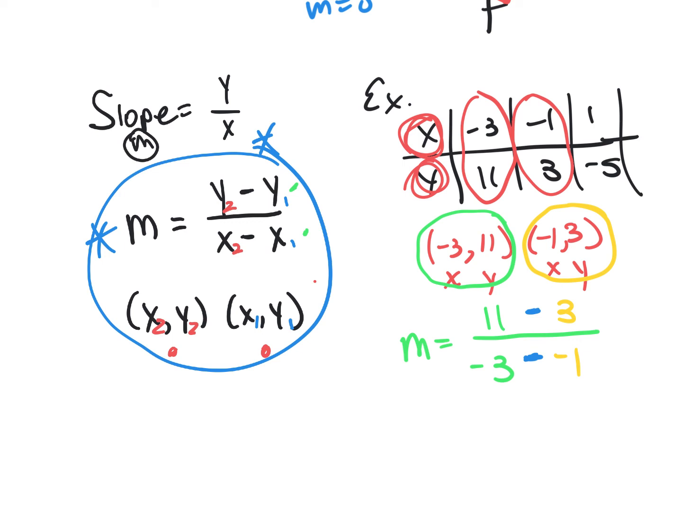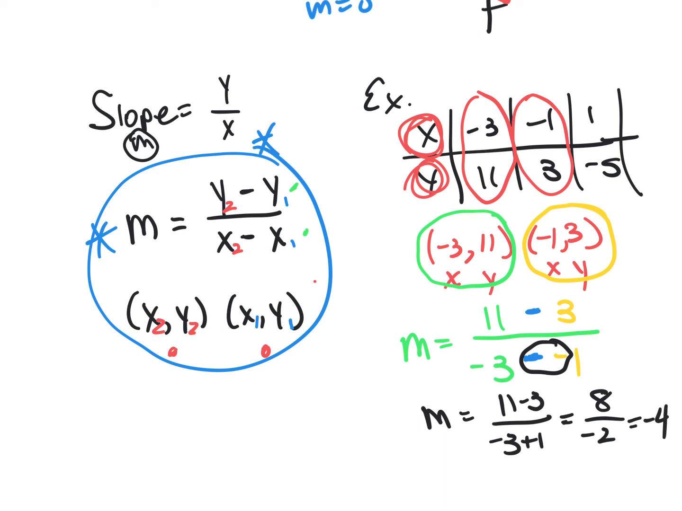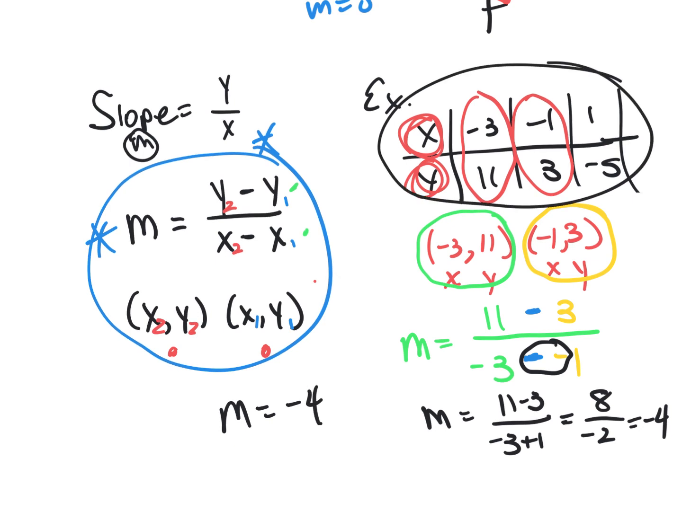Then notice what happens here. We get 2 negatives. So this becomes M equals 11 minus 3 over negative 3 plus 1. And so 11 minus 3 is 8. And then negative 3 plus 1 is negative 2. Simplify this to negative 4. So my slope is negative 4. If I was to graph this, I could count, but we're not graphing, we're just doing it out mathematically.